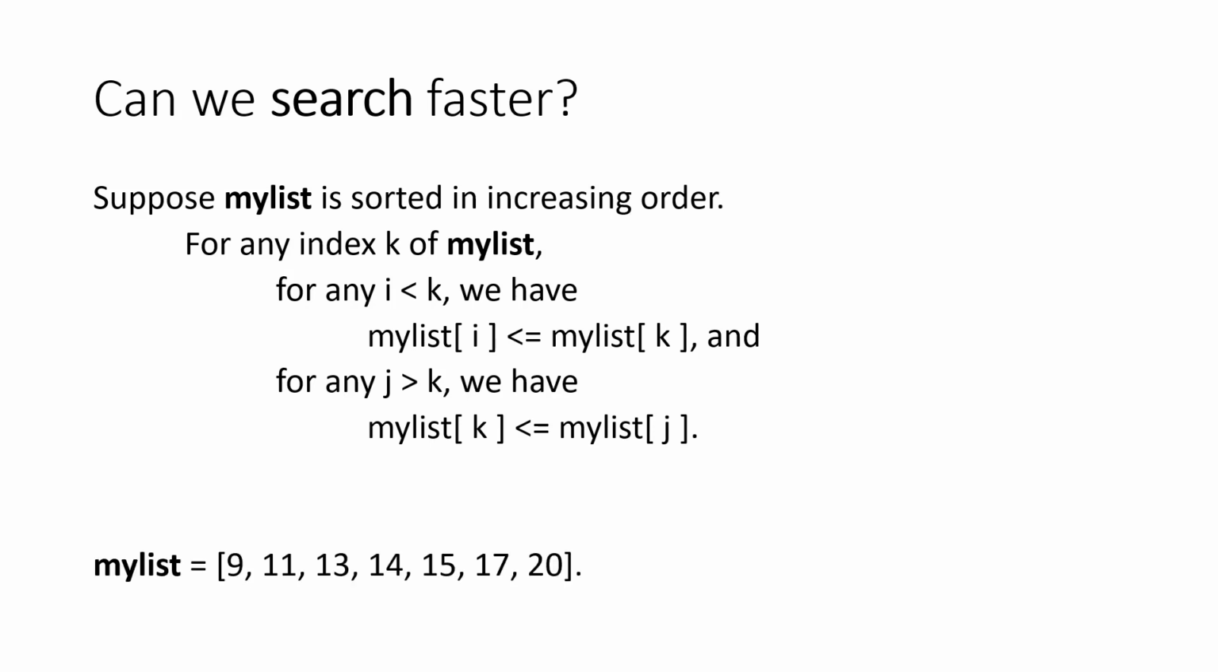In plain English, what it means is that when we have a list called mylist which consists of elements 9, 11, 13 as shown on the screen, and we pick up any element from the list, let's say we pick up 14, we'll find that all the elements which occur before 14 are less than it, and all the elements which occur after it are greater than it.